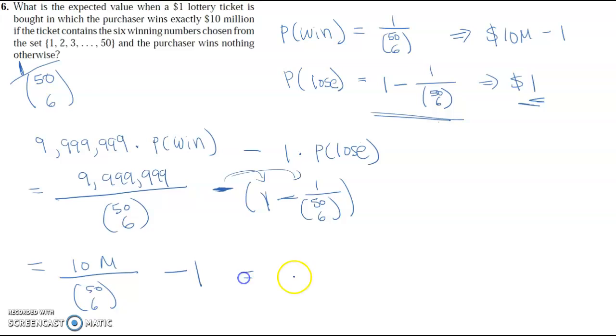Okay, so that's it. I'll leave you guys to this. Whatever you find here, that would be the answer to this problem. Whatever you find here, that would be the expected value that the purchaser wins from the ticket.